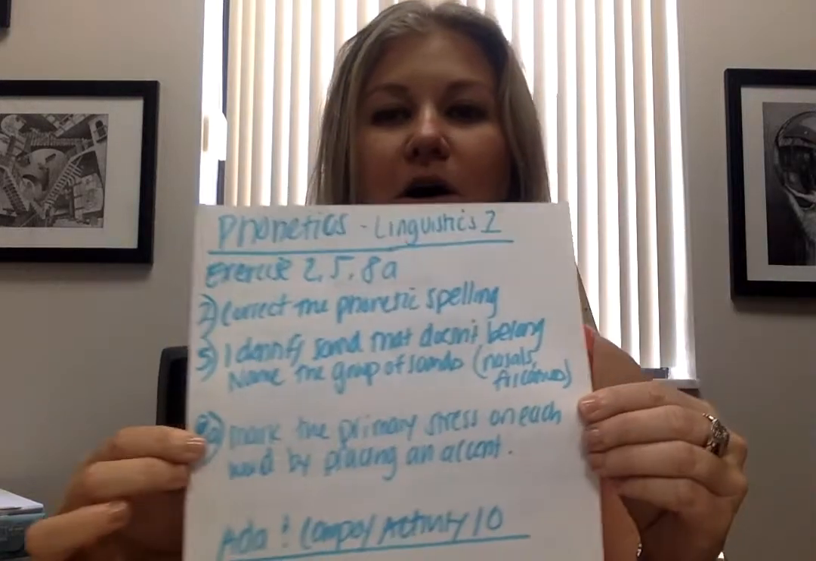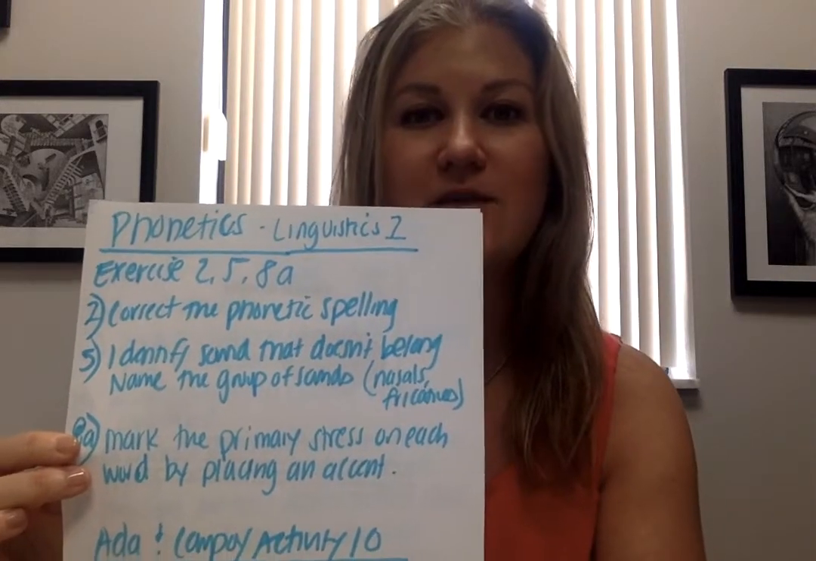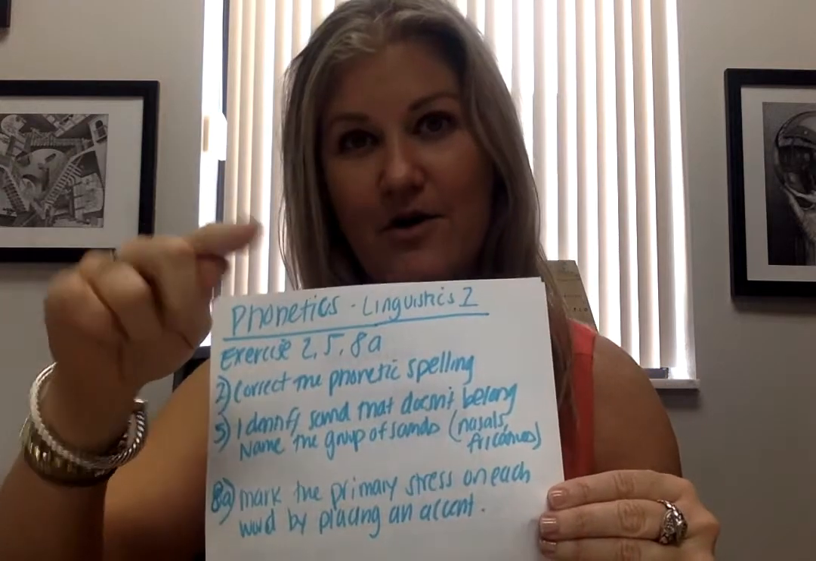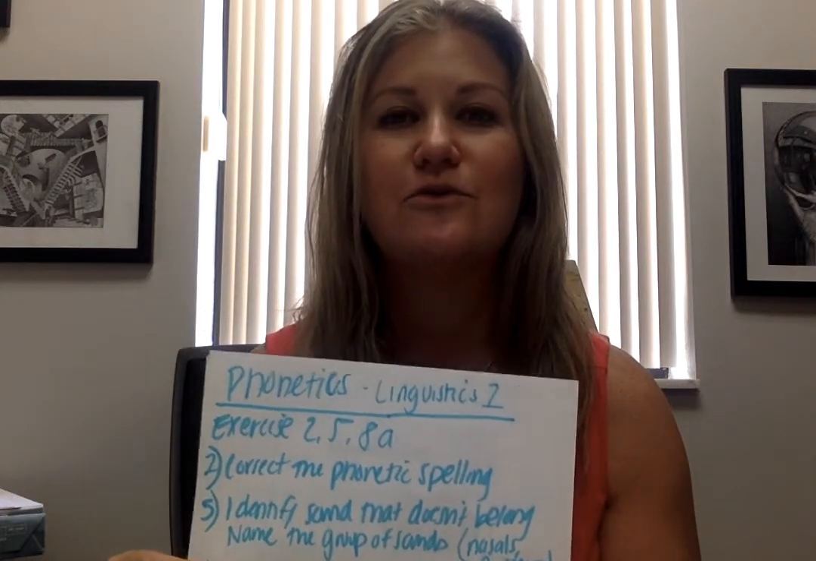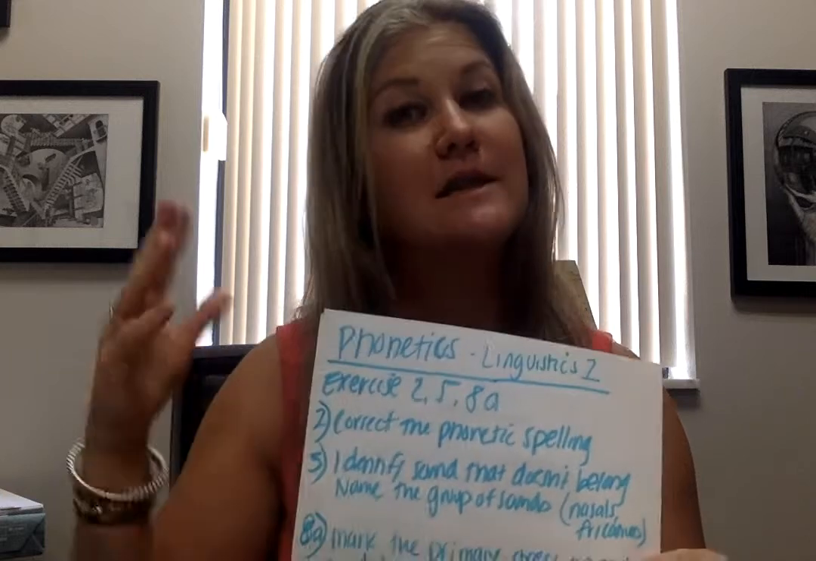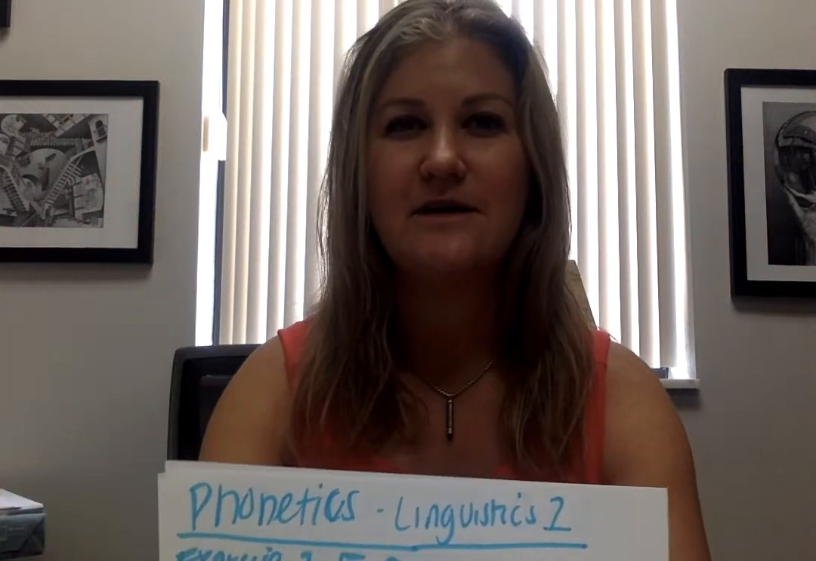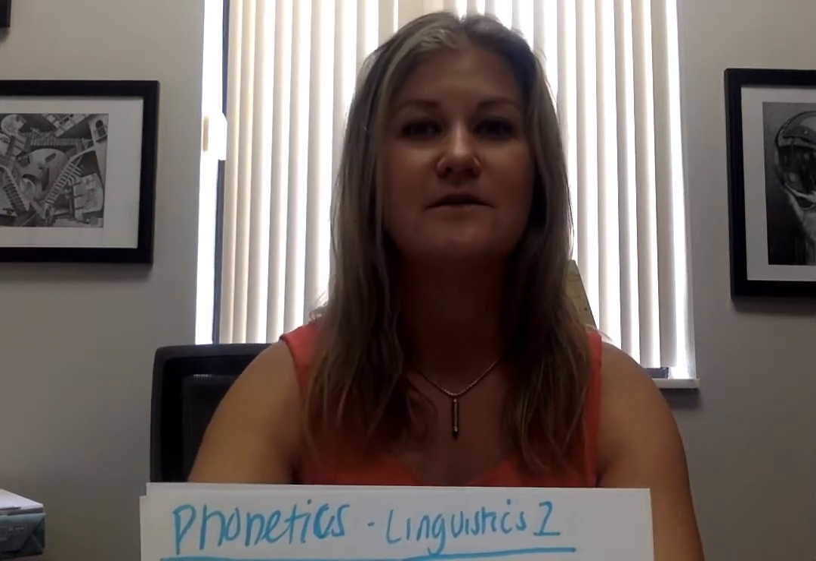And then the last exercise that you're going to be doing is 8A, where you are going to mark the primary stress on the following words by using an accent mark. You just listen to yourself when you're saying it and think of where the stressed syllable is, and you're going to put the accent over the stressed syllable.